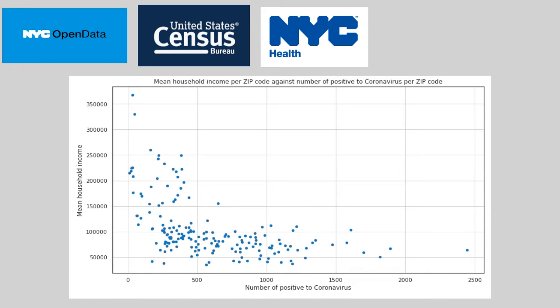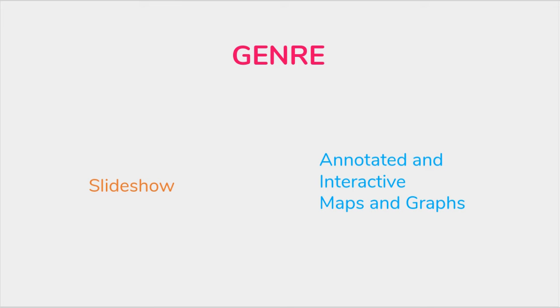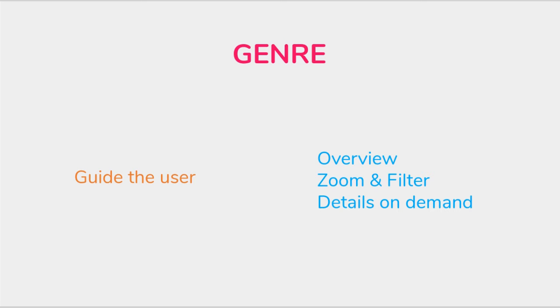We chose to create a slideshow of annotated and interactive graphs and maps. The slideshow is chosen because we are telling a complicated and often controversial story about the reality of coming from a difficult socioeconomic background, so we want to guide the inexperienced user through the data. Combining this with annotated graphs and maps will let us put into practice the principles of good visualization: overview, zoom and filter, and details on demand.